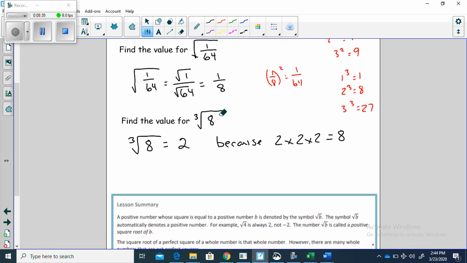Let's look at the next one. How about the cubed root of 8? The cubed root of 8 would be 2, because 2 times 2 times 2 is equal to 8.